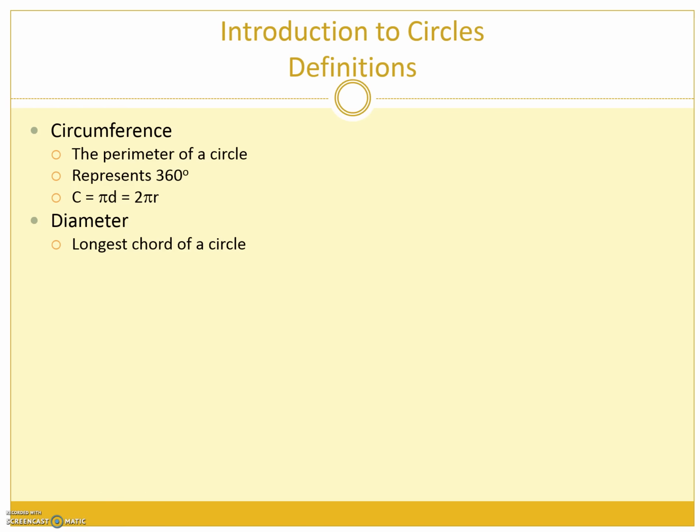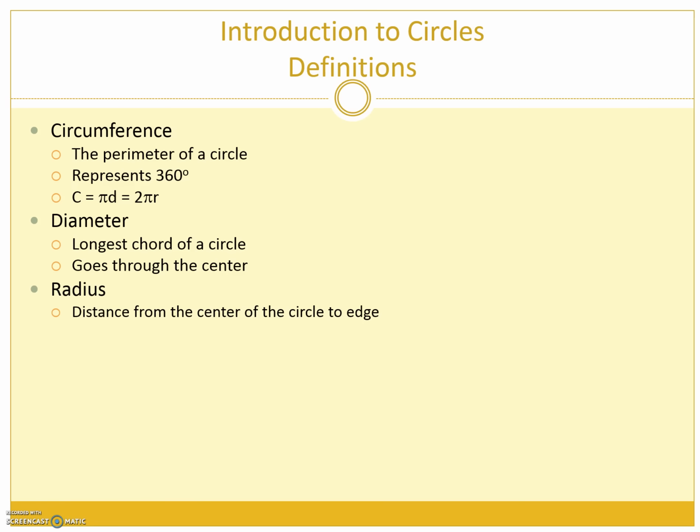Diameter. Diameter is the longest chord of a circle. It goes through the center of the circle. Radius is the distance from the center of the circle to the edge of the circle. And our radius is always half the length of the diameter.